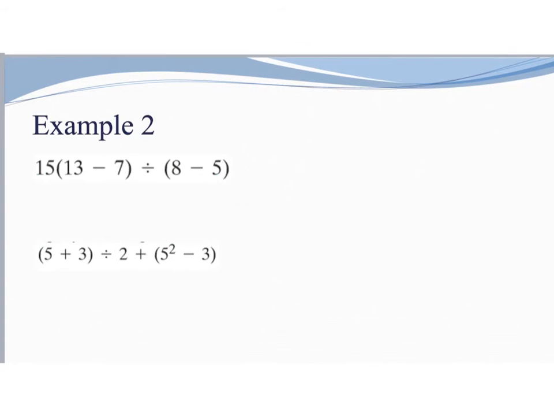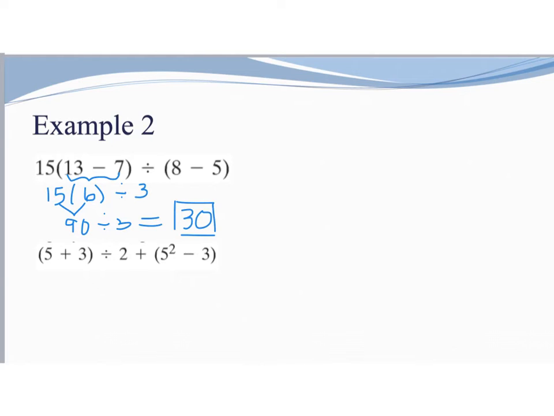For example 2, I can see that I have a set of parentheses that I need to simplify first. So I have 15 times 13 minus 7, which is going to be 6. And that we're going to divide by 8 minus 5, which is 3. I need to simplify the multiplication first. So 15 times 6 is 90. And then I have to divide that by 3. And when I take 90 and divide it by 3, I end up with an answer of 30.